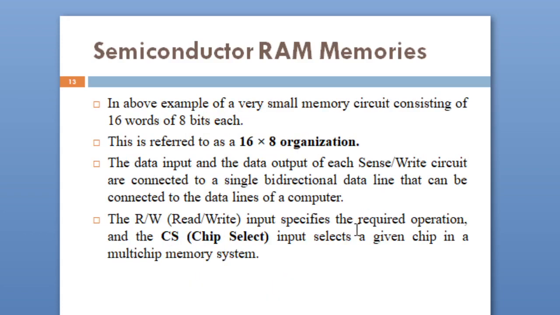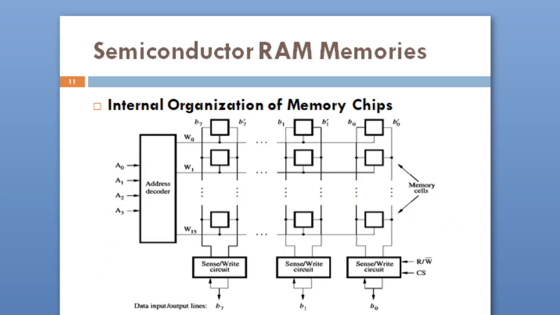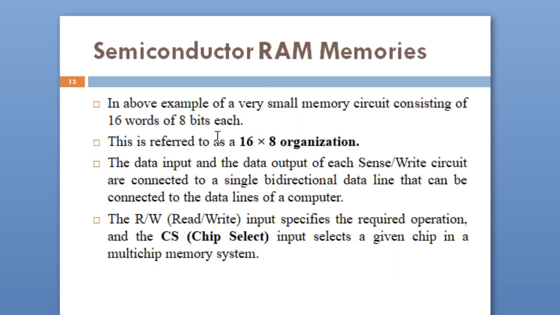In the above example of a very small memory circuit, it consists of 16 words of 8 bits each. So in this diagram we are going to store 16 words, that is W0 to W15, and each word consists of 8 bits. So 16 into 8. So we are going to store 16 into 8 bits of information. This is referred to as a 16 into 8 organization.